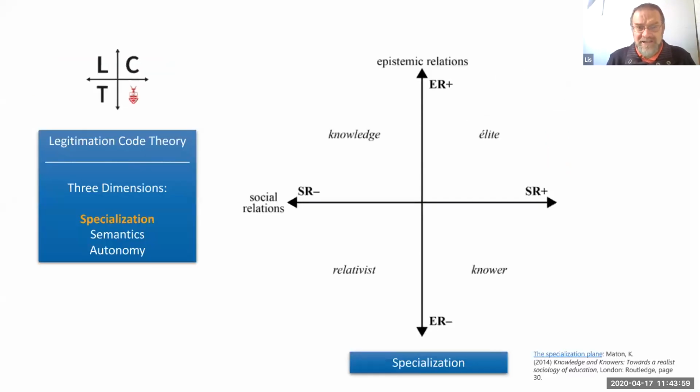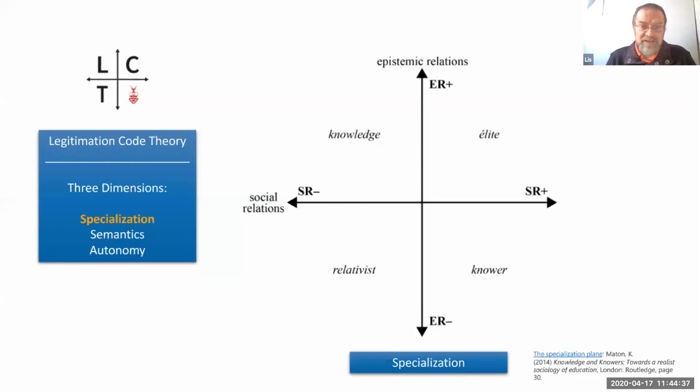So LCT theory, I don't want to get too heavily into this, but if you look at this diagram, LCT theory has 3 dimensions that have been fully fleshed out. And the one I would like to look at in the 10 minutes available today is specialization. Now, specialization is all about the interplay between knowledge and the knower. So Karl Maton has argued, from the work of Pierre Bourdieu on social actors, knowers, and Basil Bernstein on knowledge, that all knowledge really has both knowledge and knower structures.